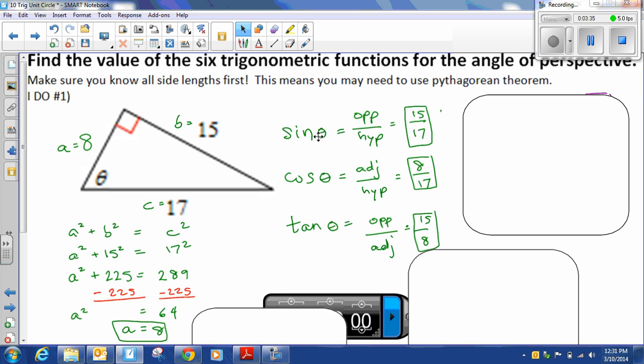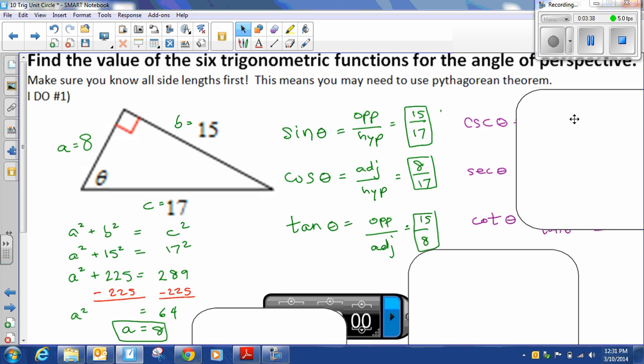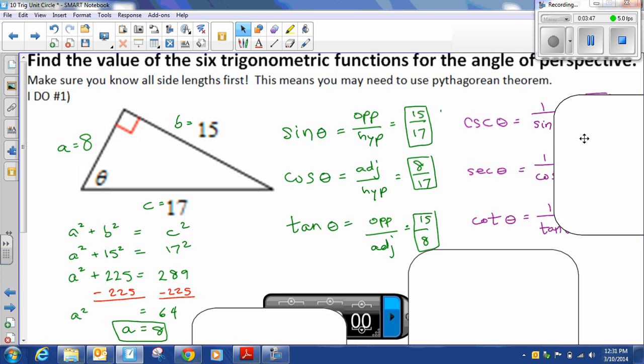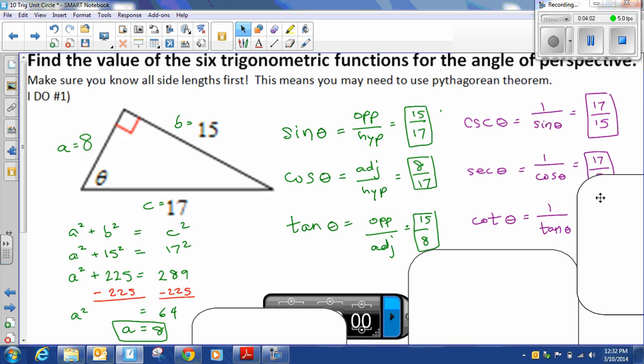All right, now for the inverse trig functions. The inverse of sine theta is cosecant theta. The inverse of cosine theta is secant theta. And the inverse of tan theta is cotangent theta. And these can all be written as the reciprocal of these original functions. And reciprocal means you take the ratio and you invert it. So 15 over 17 is 17 fifteenths, 17 eighths, and finally 8 fifteenths, 8 over 15.